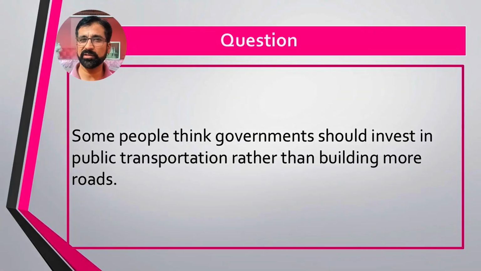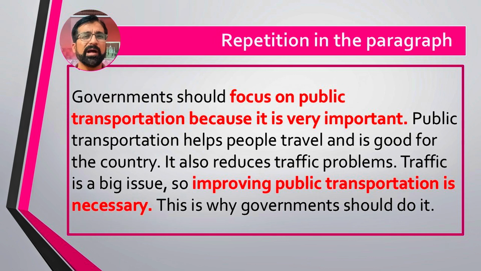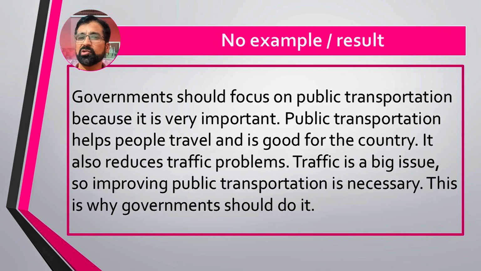Now, moving on toward this ordinary first paragraph, it has certain problems. First of all, the topic sentence is not very clear because it talks about the importance of public transport, but it doesn't tell why. There is repetition in this paragraph. Moreover, there is no example, and the result is also lacking. This is not a coherent paragraph, and the train of thought is not clear. As a result, you won't be able to get a good band score if you write this kind of paragraph.